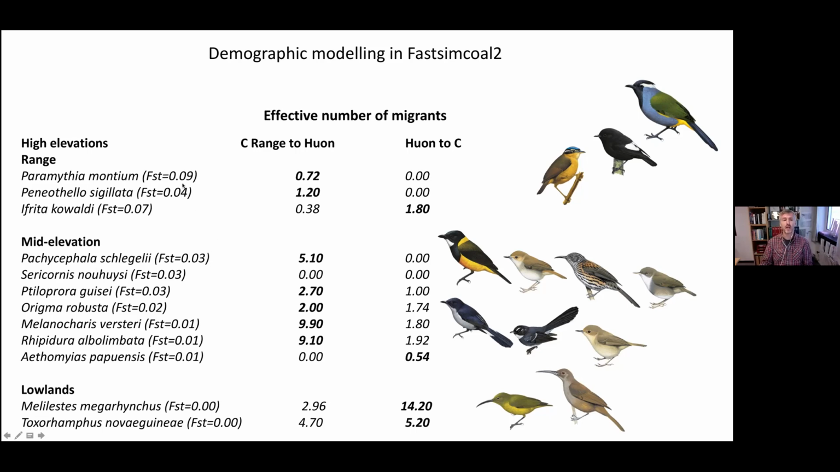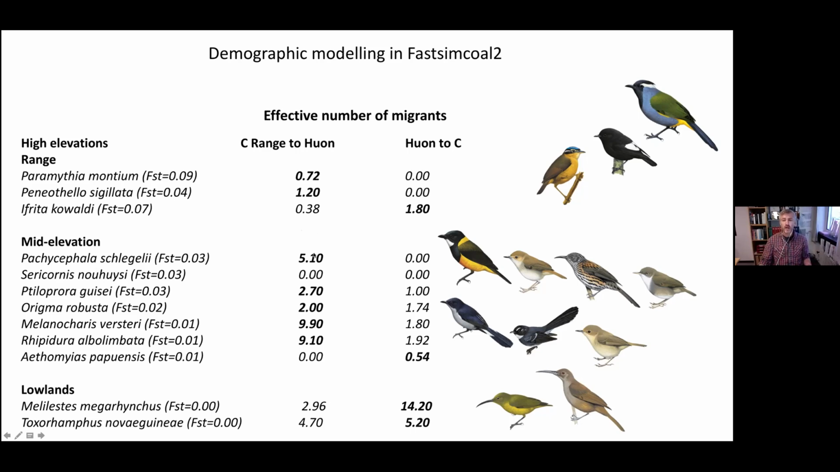And what you can see here is that the more differentiated populations are, the lower the effective number of migrants. So they're pretty low up here, they're pretty high down here for the lowlands, and we get a bit of a mixed bag here in the middle for mid elevation species. Now, that's one thing. What I also find very interesting is that even though they're well differentiated in the highlands, there are still dispersal events between the populations. So even though they're well differentiated, there are still individuals going back and forth, mixing in. Paramythia here is differentiated at species level comparatively to other species in New Guinea and the rest of the world, but still there are individuals getting across every now and then. Not many, but some.